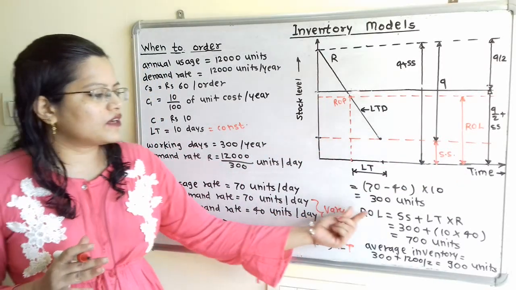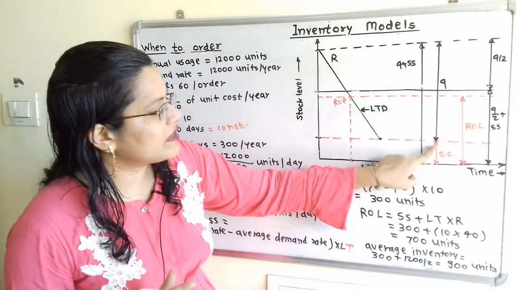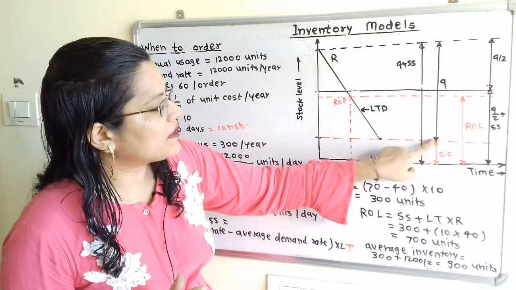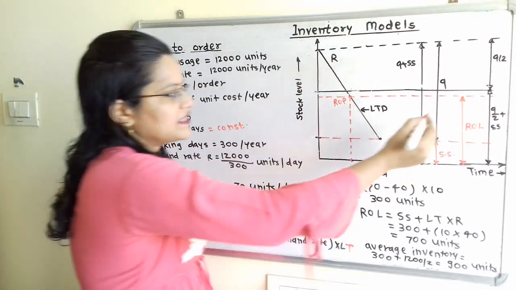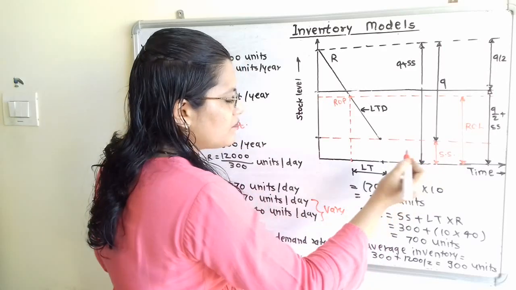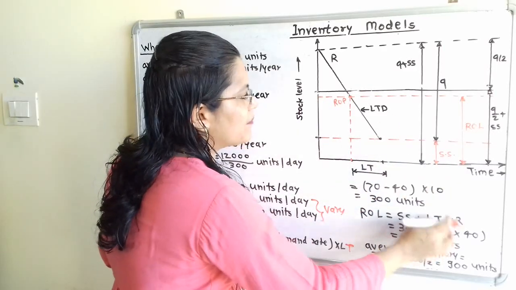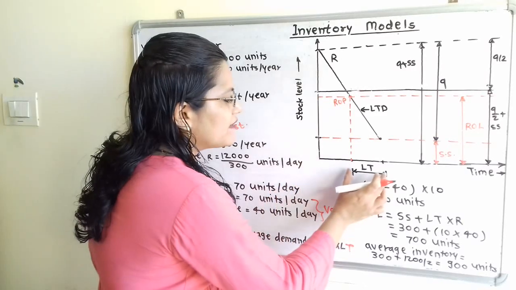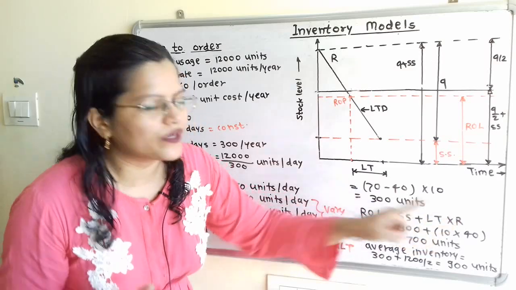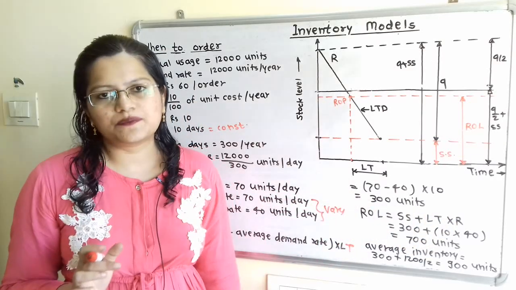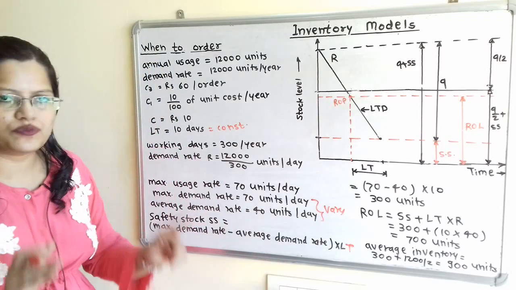Now we will calculate the reorder level. So what is this reorder level? That is safety stock plus LTD, that is the lead time demand. So this is the reorder level. So lead time demand, how to calculate? That is lead time multiplied by R. So lead time is given in number of days. So this R also we have to take in units per day. So we have to always take care for the units, that should be same.